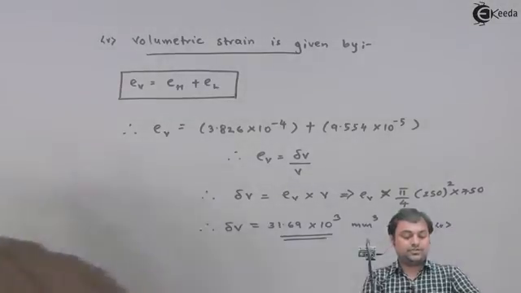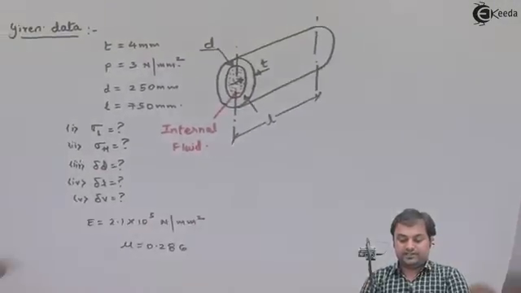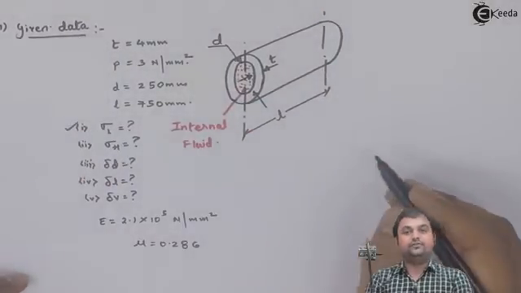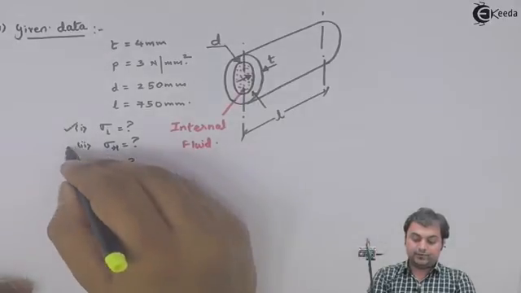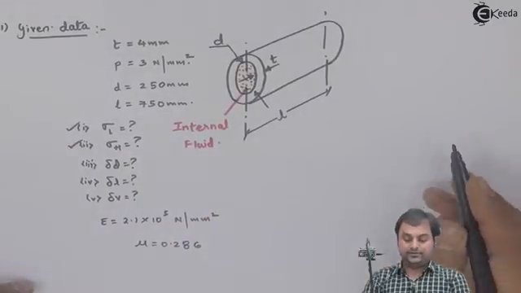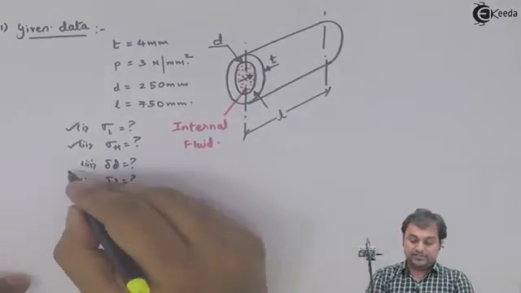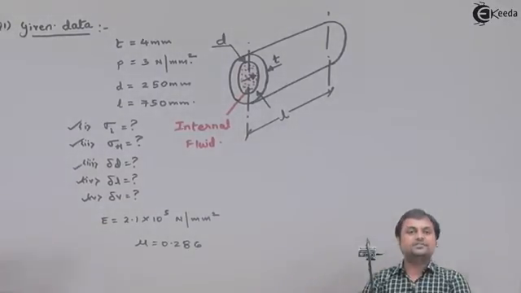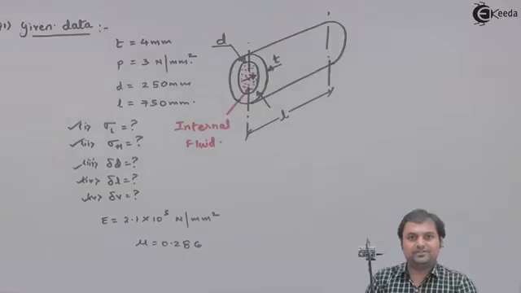As we see in this question, there were 5 things asked. First, longitudinal stress, for which we have the value 46.88. Then hoop stress, the value was 93.75. Change in diameter, change in length, and change in volume we have calculated, and with this the first problem on thin cylinders is over.